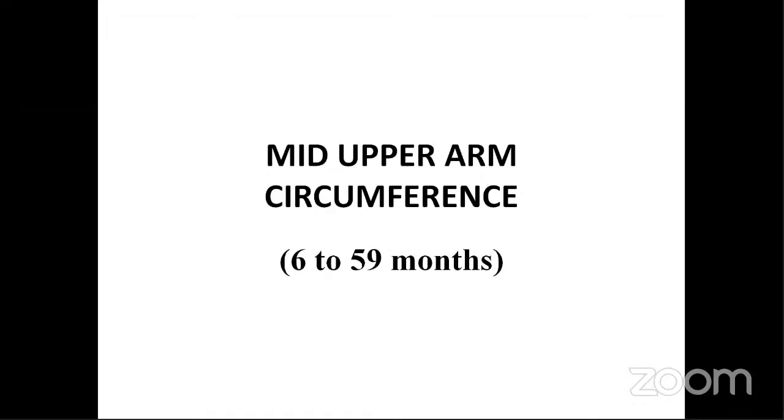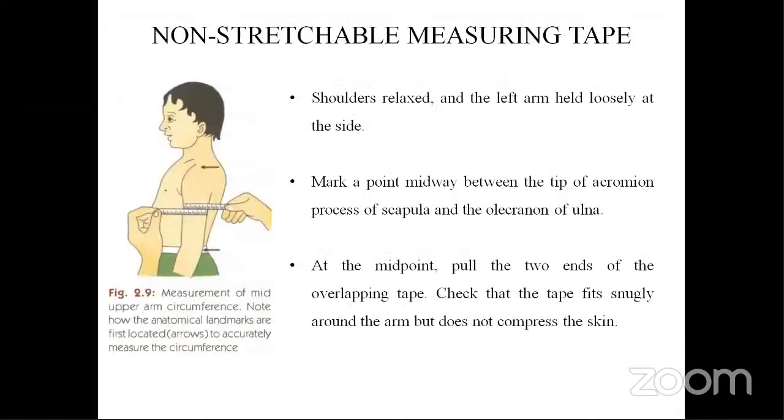Mid upper arm circumference, we measure only for children between 6 to 59 months of age, not more than that. So how to measure the mid upper arm circumference? The instrument used is again the same, a non-stretchable measuring tape. The shoulder should be relaxed and the left arm should be held loosely by the side, and you should mark the bony prominences, the acromion process of the scapula and the olecranon process of the ulna. Take the midpoint. At the midpoint, pull the two ends of the overlapping tape. Check that the tape fits snugly around the arm, but it should not compress the skin. So this is how you measure the mid upper arm circumference.